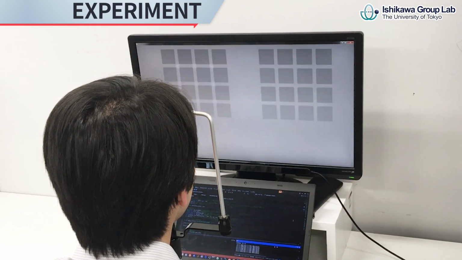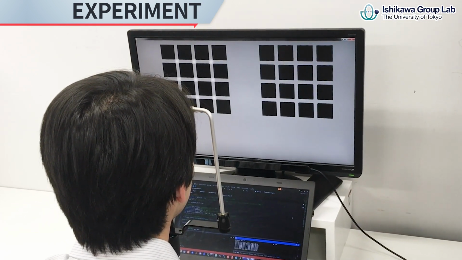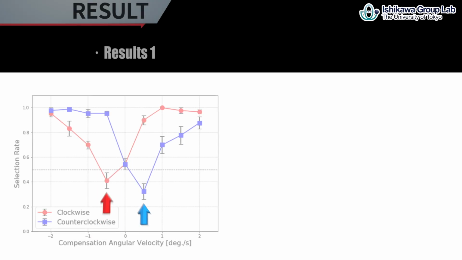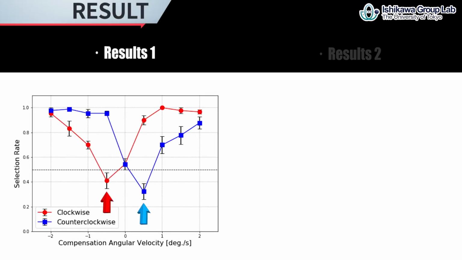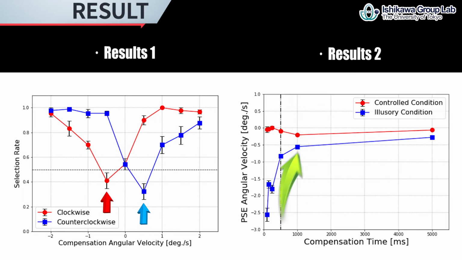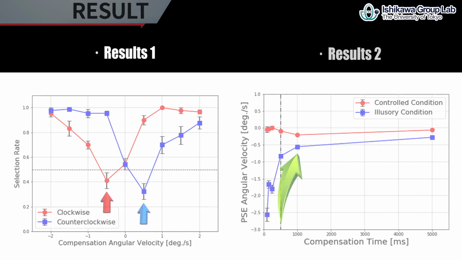In the experiment, one of the two images was compensated by the system. As a result, we were able to determine the optimal parameters for compensation and observe the temporal dependence of the illusory perception. Here, let's experience how our compensation is performed.